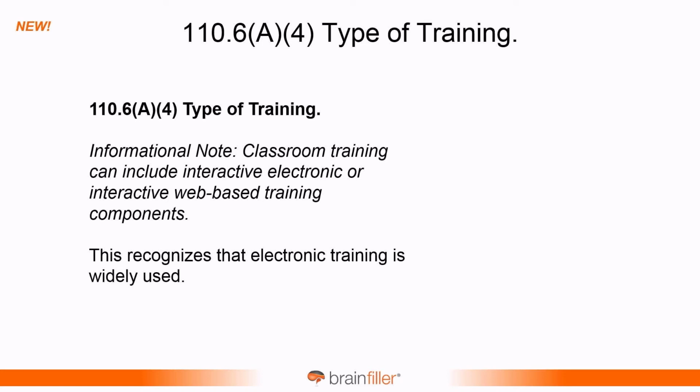So the types of training, 110.6(A)(4), type of training, there's an informational note that was added. And this informational note says, classroom training can include interactive, electronic, or interactive web-based training components. So this was written before 2020, and it recognizes that electronic training is widely used. I mean, who could have imagined this particular year where people are staying at home, you're not able to get in front of large groups and so forth. And so I think this was a bit ahead of its time.